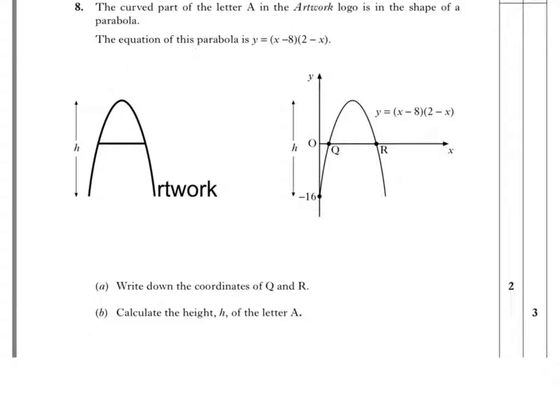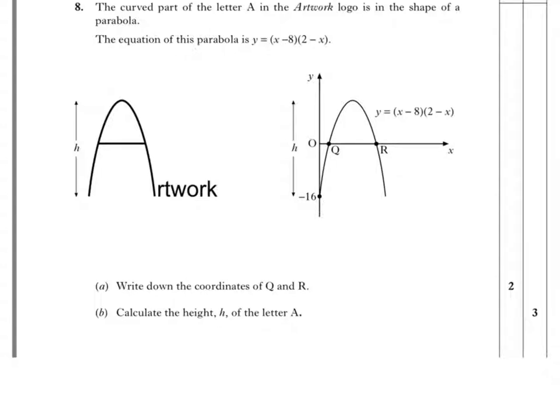Okay, section 13, example 7. The curved part of the letter A in the artwork logo is in the shape of a parabola. The equation of this parabola is y equals x minus 8, bracket 2 minus x. Part A says write down the coordinates of Q and R. Well, Q and R are the roots of this parabola. So for the roots, what do we do? We make the factorised equation equal to 0.